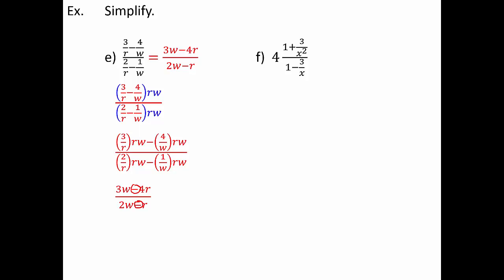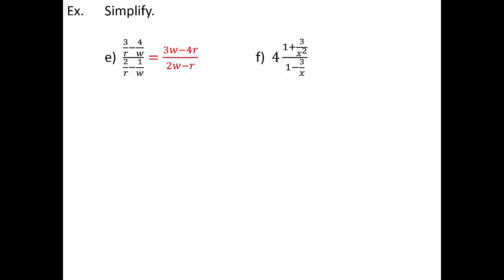Now, just for kicks, let's look at question E a second time, approaching it a different way. Instead of immediately clearing the fractions by multiplying everything by rw, another option would be to focus on just the numerator and just the denominator separately, combine those two fractions into a single fraction, and then go from there. So instead of looking at everything, 3 over r minus 4 over w, the common denominator would be r times w, multiplied by w, multiplied by r, and I get this statement right here. Same thing on the bottom. Multiply top and bottom by w, multiply top and bottom by r, I get this statement right here.